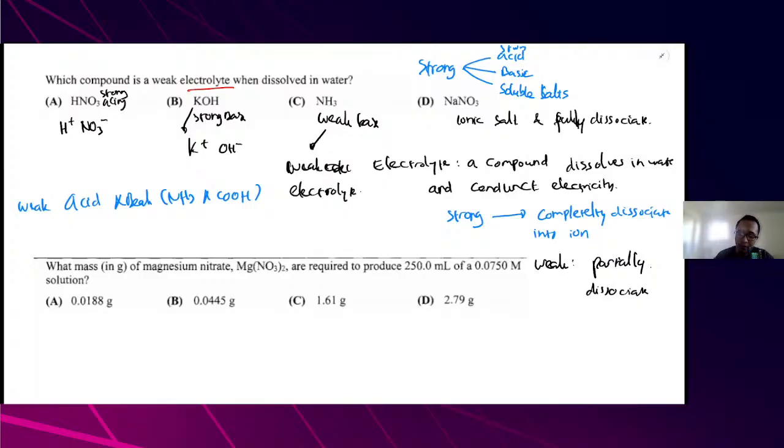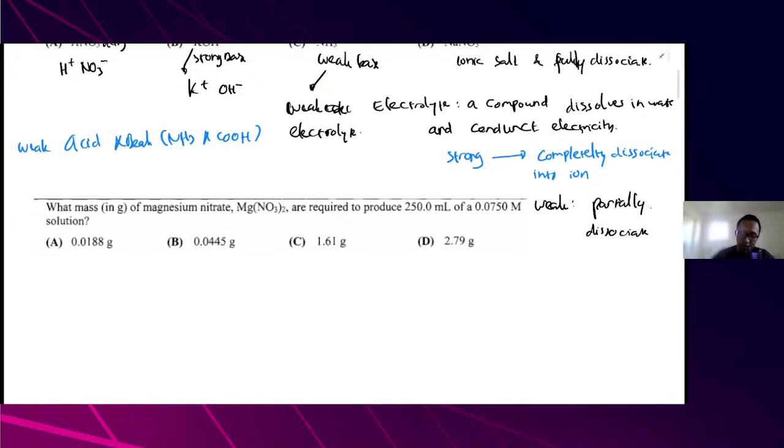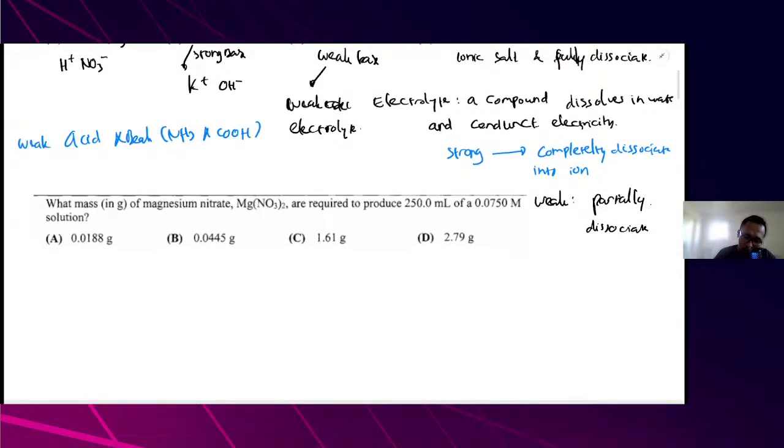Okay, here is the plan. First of all, we need to use the molarity formula. Remember M times V, or maybe you are more familiar with M equals n per V, where n is moles.